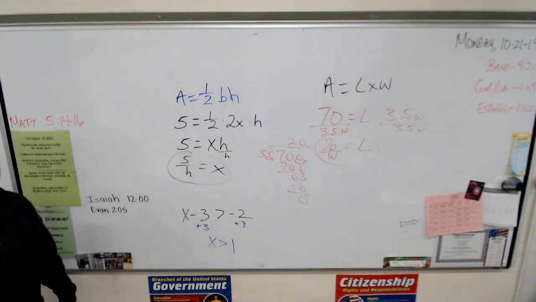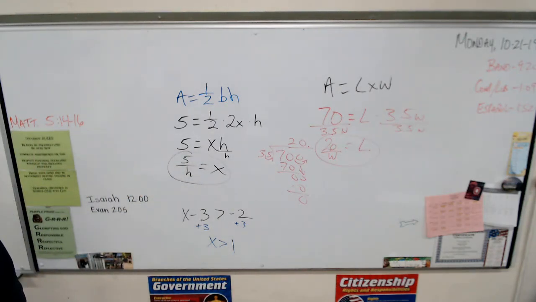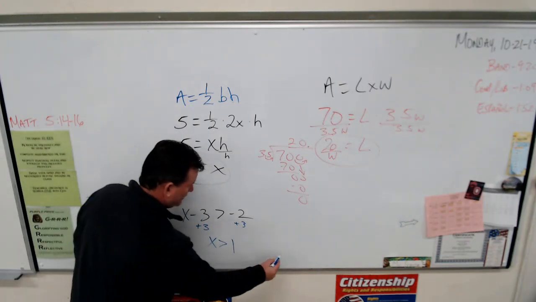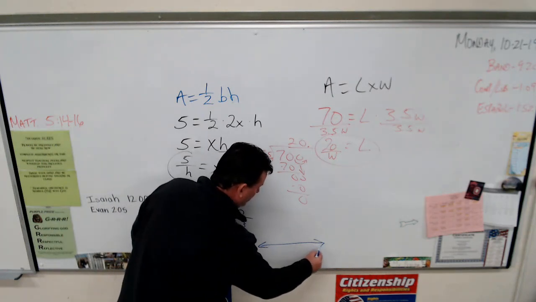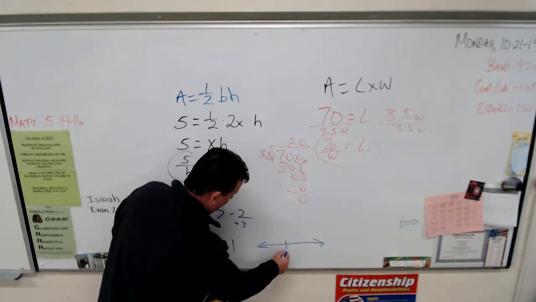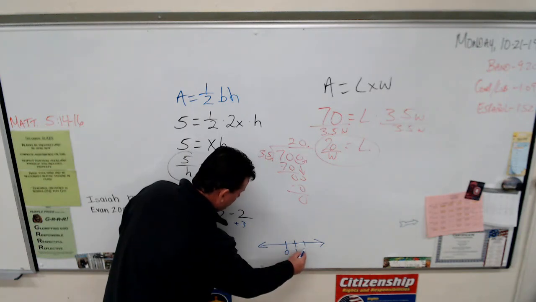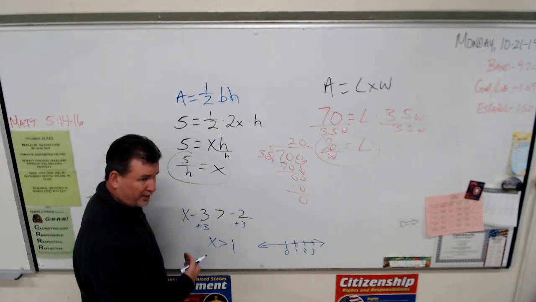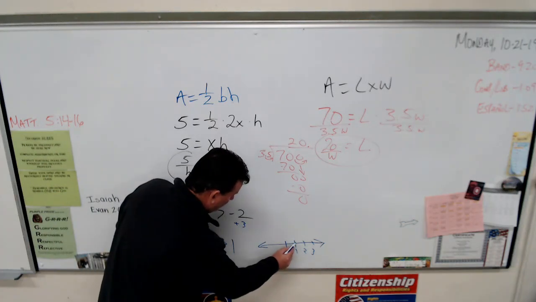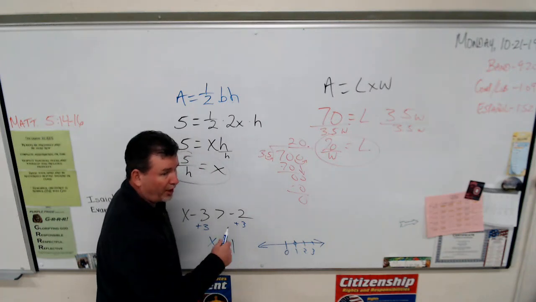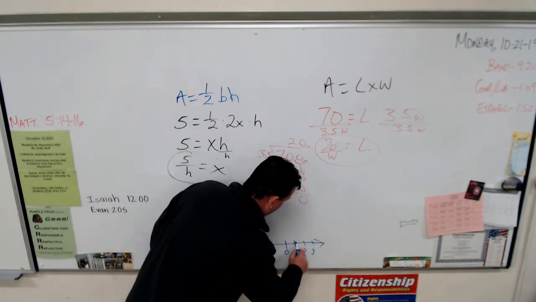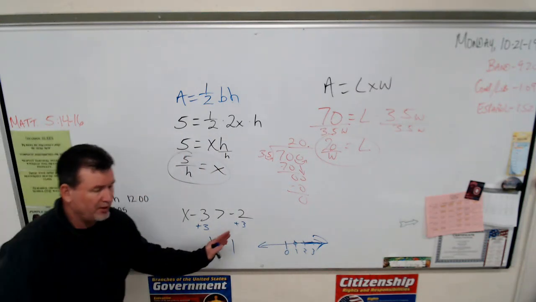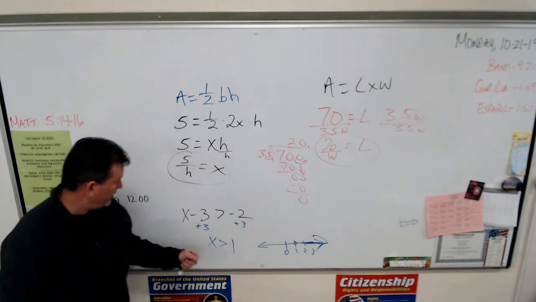Here's the biggest thing you have to learn about this lesson: to be able to draw a number line. How do you graph x is greater than 1? It looks like this. You don't have to be a great artist. Here's 0, here's 1, 2, 3. If x is greater than 1, I'm going to put a little open circle around the 1, not colored in, and I'm going to make a bold arrow going to the right, because everything greater than 1 fits this problem.